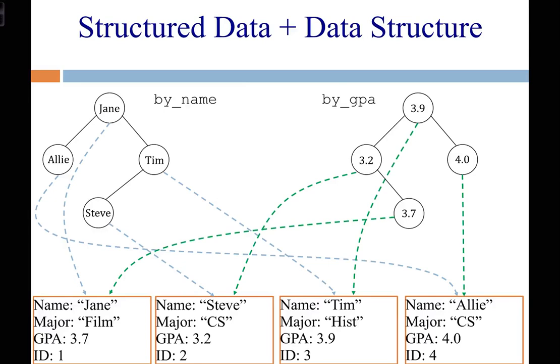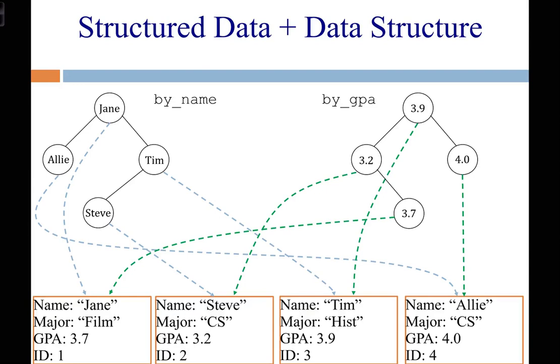We can have the raw data somewhere. The orange boxes here are people. That's the raw data. There's only one copy of the raw data, but we can build multiple data structures that reference that data. So I have two binary search trees here, one built on name, one built on GPA. This allows me to quickly find, in this completely arbitrarily ordered blob of data, one of them based on name or based on GPA.